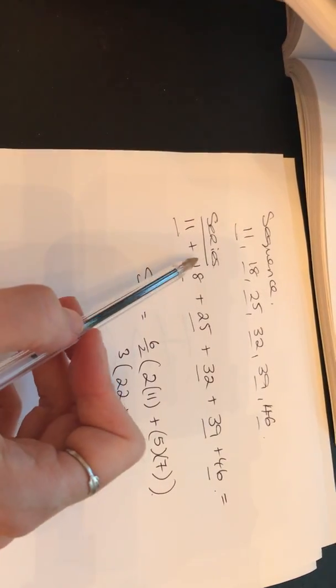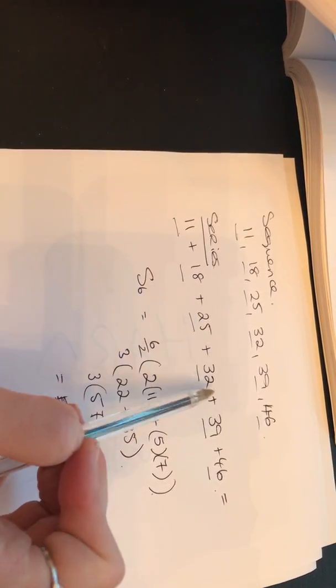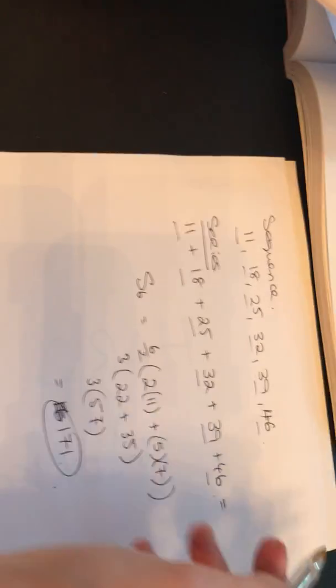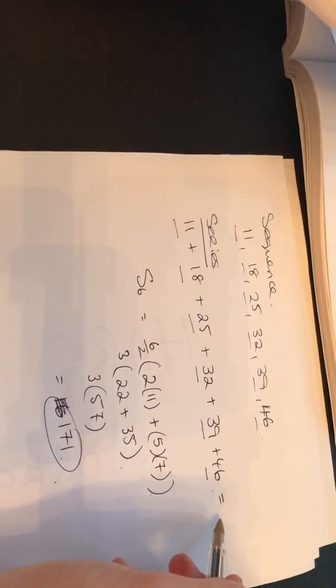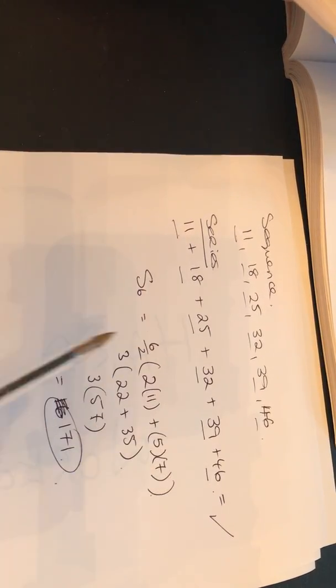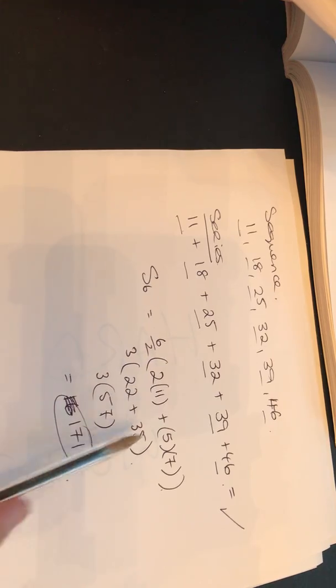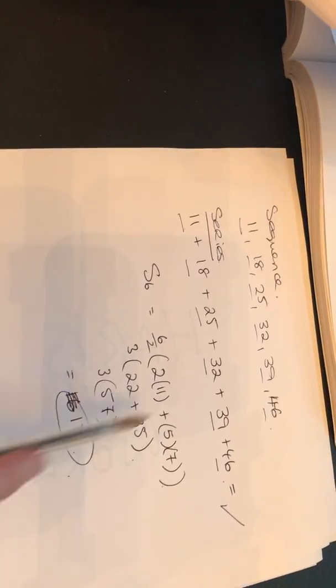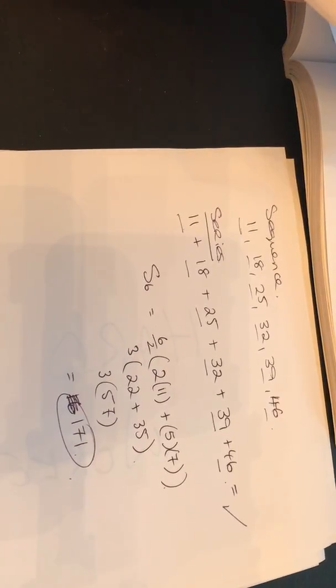And just check that out. If you add 11, 18, 25, 32, 39 and 46, do you get 171? This is the faster way to do it. If there's only 6 terms, this probably is slower. But if there's 100 terms and I want you to sum it all up, well then this is going to be the faster method. So that's mostly to do with linear.